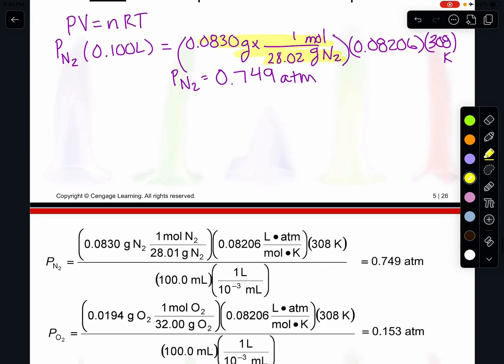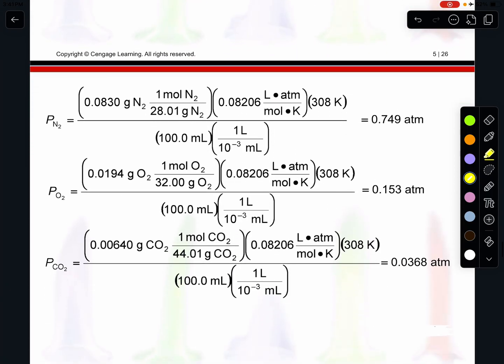So let's go ahead, and I actually have the work on the next slide here. I did this 3 times: the pressure of the N2, which you see we got in the unit of ATM. We went ahead and did the pressure of oxygen and the pressure of CO2. Again, you can see here I also showed the conversion of milliliters to liters, just so you're not worried where that's coming from.